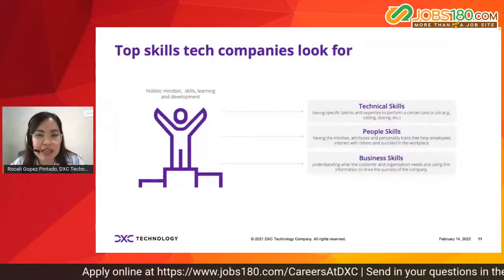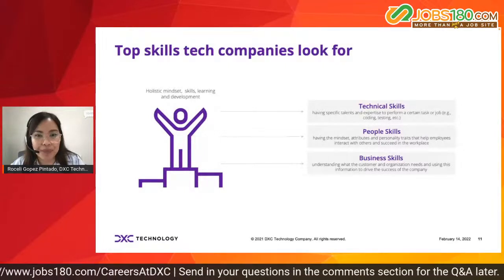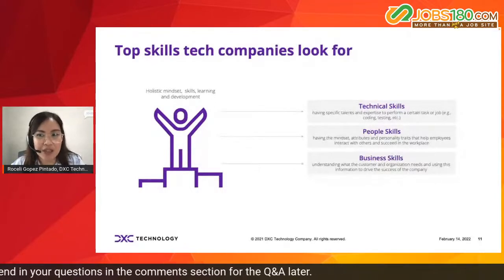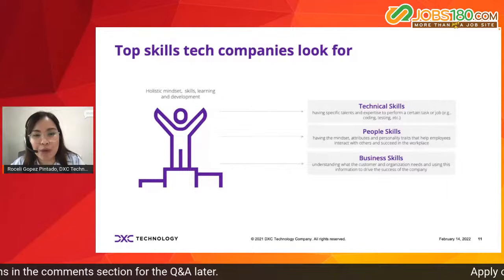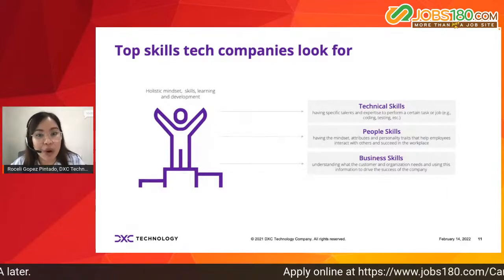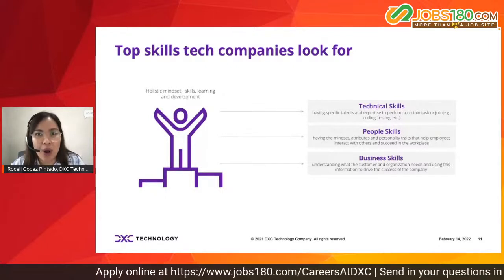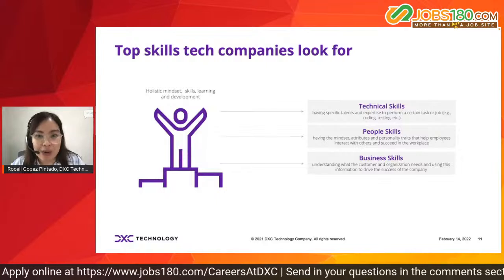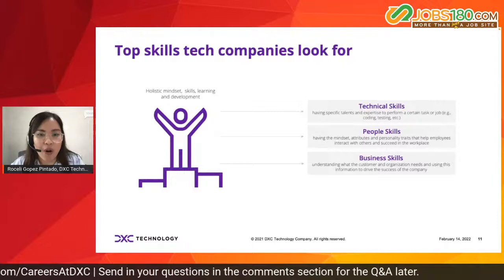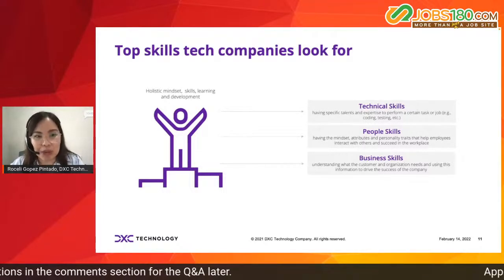And third is business skills. So if technical skills has to do with what you need to do to be able to deliver your task, people skills is what you need to do to be able to work with other people, business skills is understanding what your company does and what your customer needs, right? And being able to organize your work, or head into that direction where your customer needs you to be, or where your organization needs you to be, right?